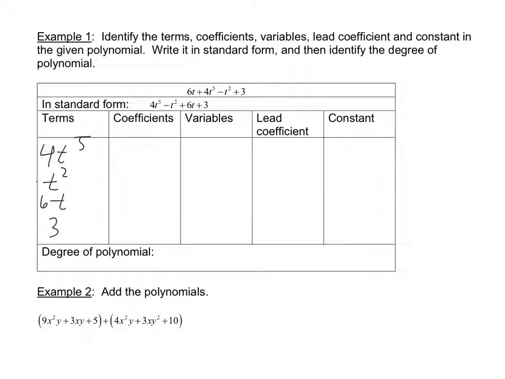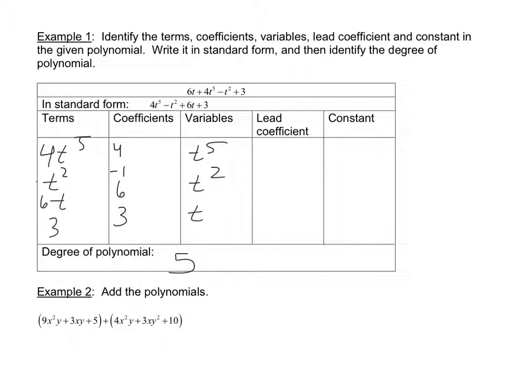What's the degree? The degree is the largest exponent. So that's to the first, the fifth, the second, and the constant, so to the 0. So the degree is 5. The coefficients are the numbers attached, okay? And notice standard form here, highest degree to lowest degree. So the coefficients are 4, negative 1, 6, and 3. The variables are t to the fifth, t squared, and t.